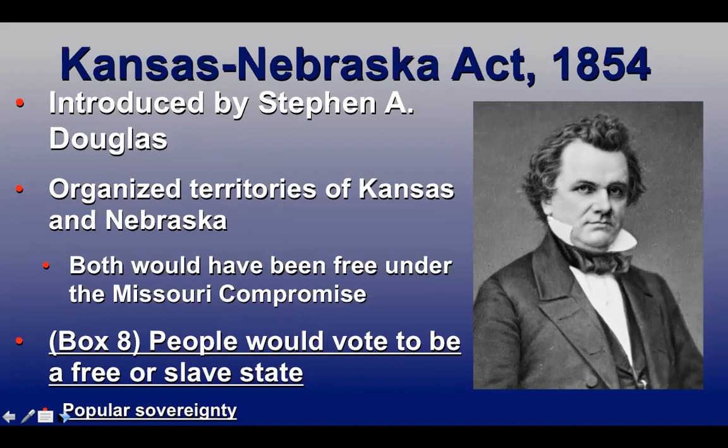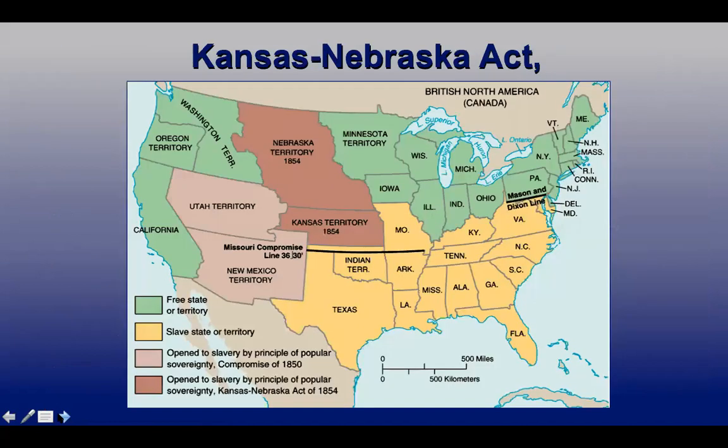So Stephen A. Douglas introduces that, and here's what our map looks like. The Missouri Compromise from way back in the day says everything below basically the southern border of Missouri, this black line right here, everything below that line moving forward is going to be slave, and everything above it is going to be free. So Kansas and Nebraska here are technically free territory under the Missouri Compromise. But what Stephen A. Douglas says under the Kansas-Nebraska Act is, hey, let's just let them vote and they can decide what they want to be. So that gets passed, and the people are pretty excited.